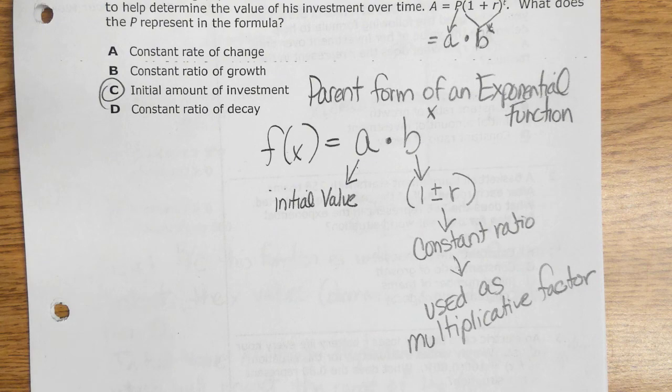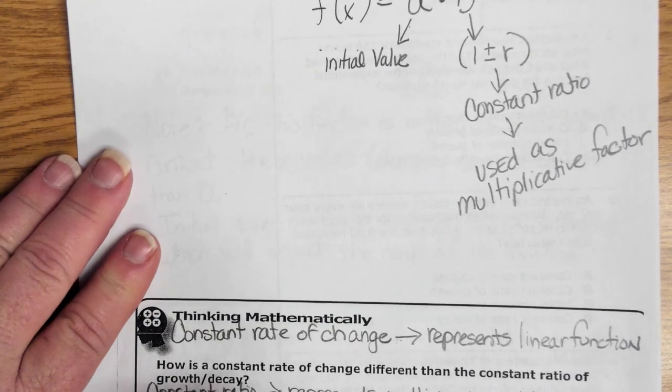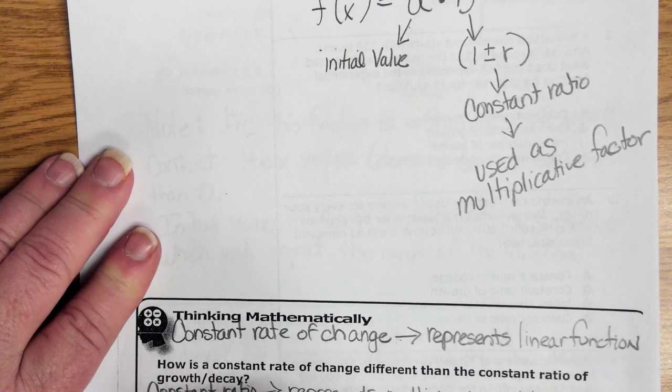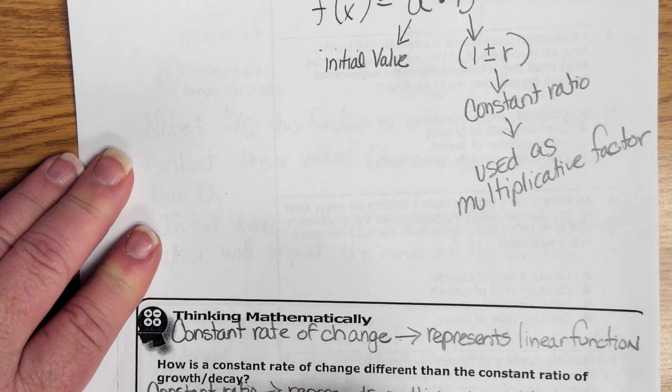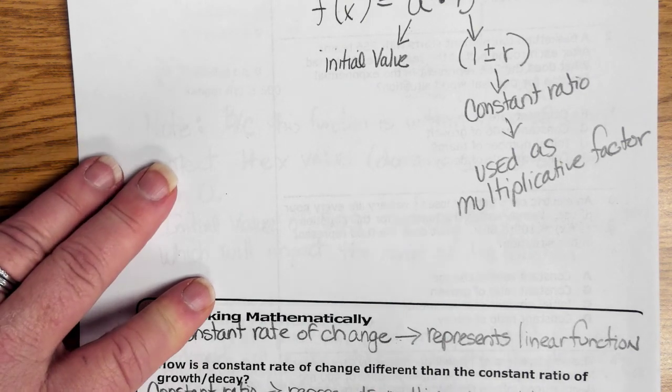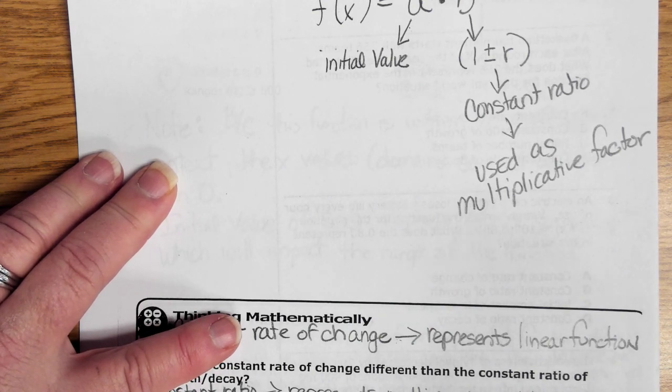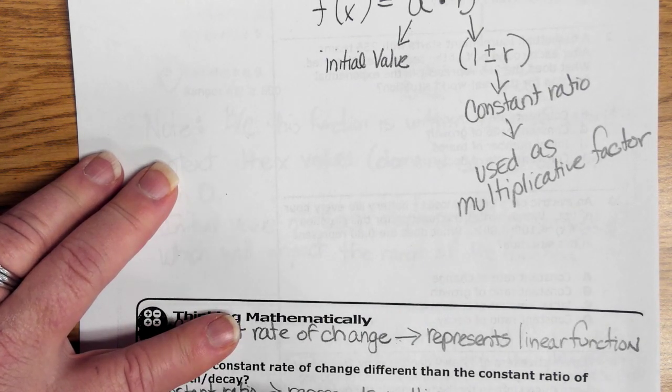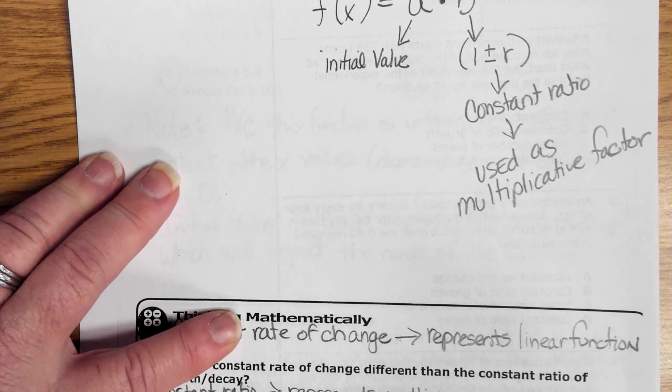How does the initial value relate to the y-intercept of the graph? Well, the initial value is the y-intercept because, think about it, when x is equal to 0, the exponent is equal to 0, and the initial value times 1 is equal to the initial value of the function.